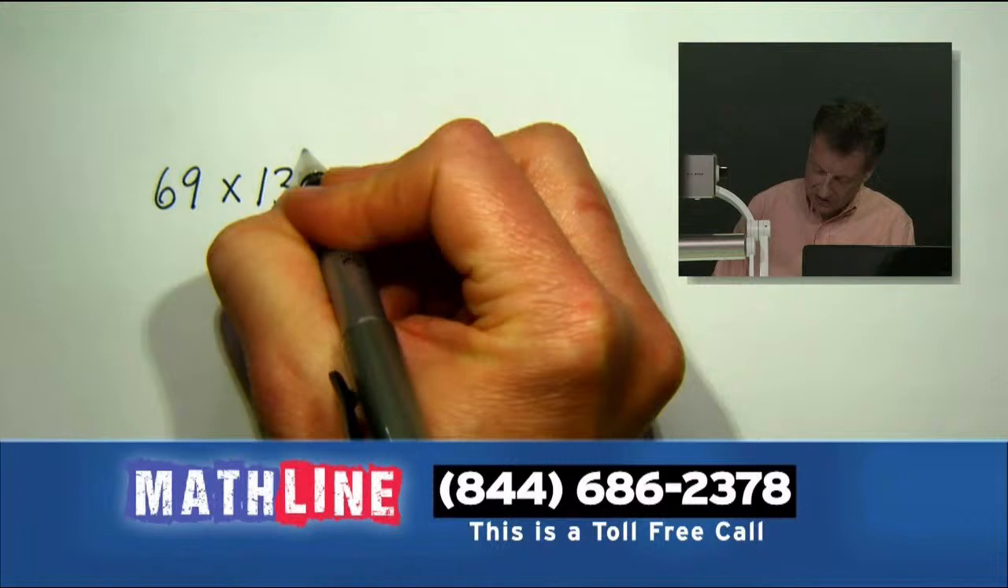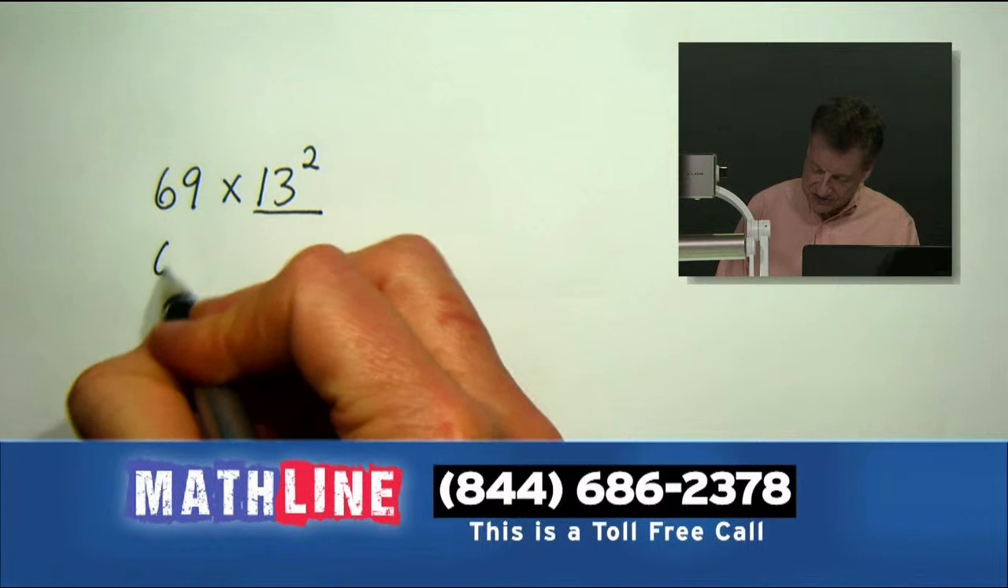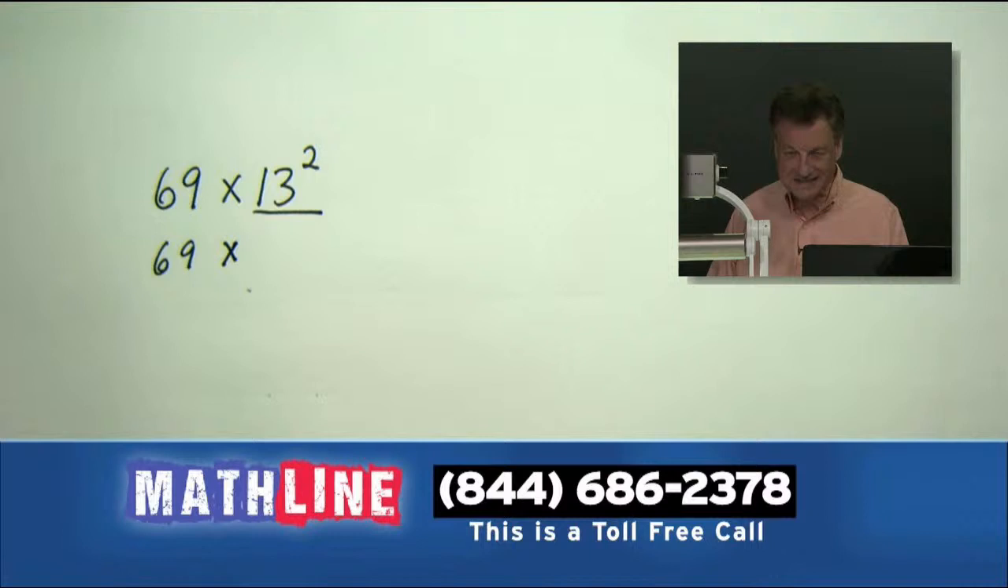And I actually just thought of this as the show was starting. Oh, well, with 13 squared, we're going to go there first because exponents are important here. So we're going to pick up the 69 here, and we're going to multiply that by 13 squared, which gives me 169, Mr. Coggins.